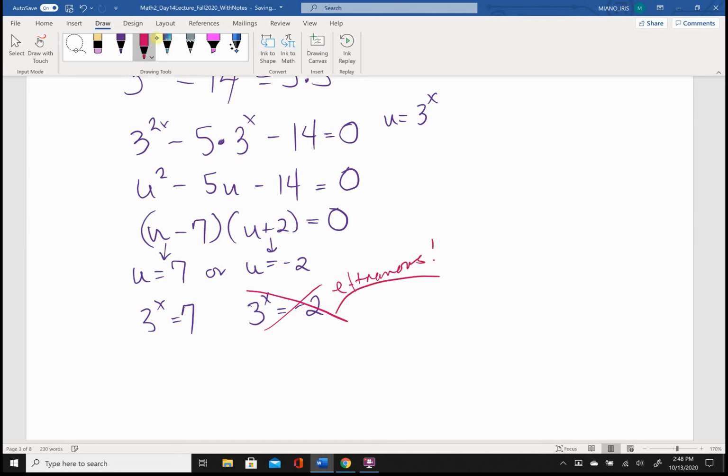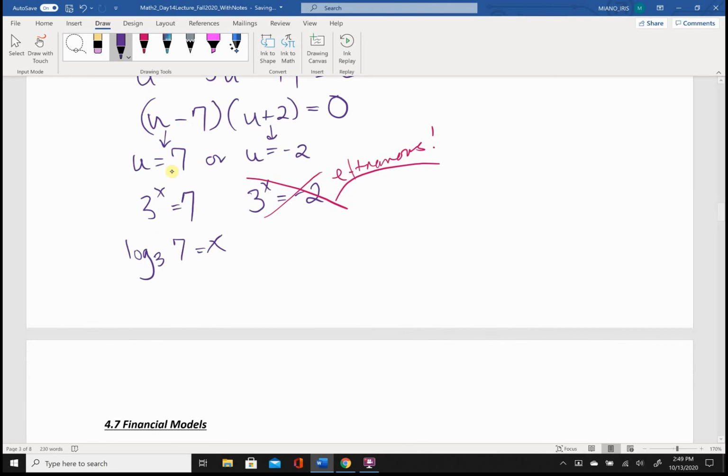No thing can come out of this. So your only bet is to look forward to what's going on here. Log base 3 of 7 equals x. Oh boy. Do we have a log base 3 button on our calculator? Probably not. So go ahead and bust out a change of base, a natural log or common log.